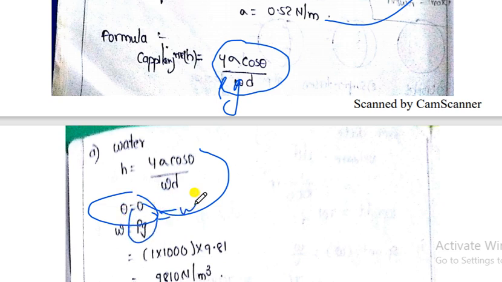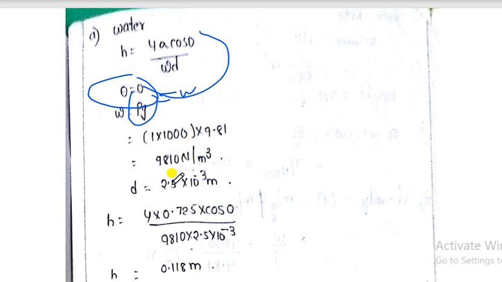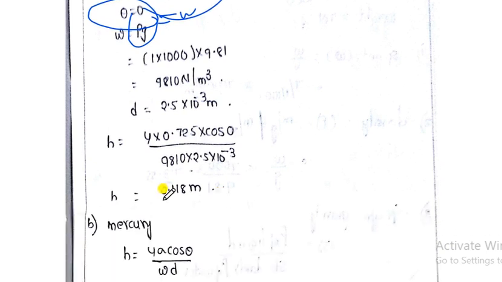Rho g we can write as w. Rho is the density of the standard fluid, that is water, 1000, and g is 9.81, so ultimately it comes to 9810 newtons. Then the diameter of the tube is given, then 4 into surface tension into cos 0 divided by rho g, that is 9810 into the diameter of the tube, then h is 0.118.